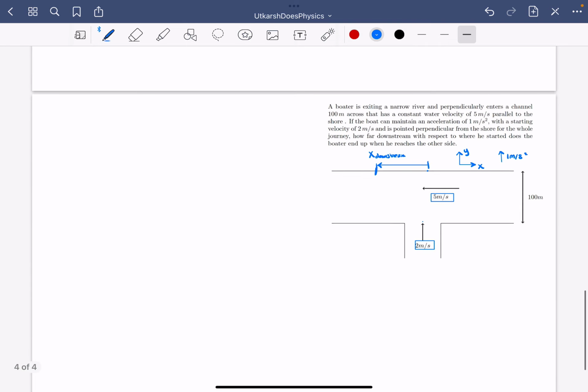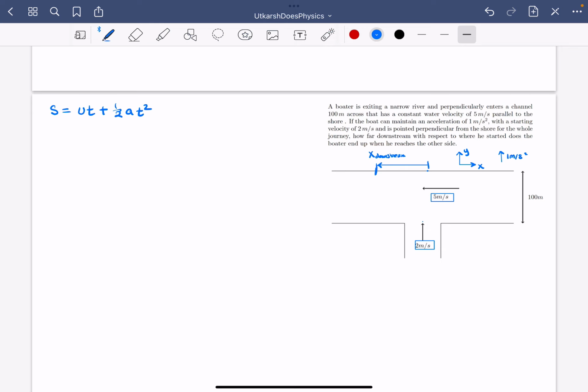So going back to our equations of motion that we memorize or we put on a formula sheet, we get S is equal to ut plus 1 over 2 at squared. Now here, S is our distance, u is our initial velocity, and a is the acceleration. So what we're going to do is apply this equation in both the x and y components, and that's going to give us two equations of motion, which we will solve to figure out what x downstream is.